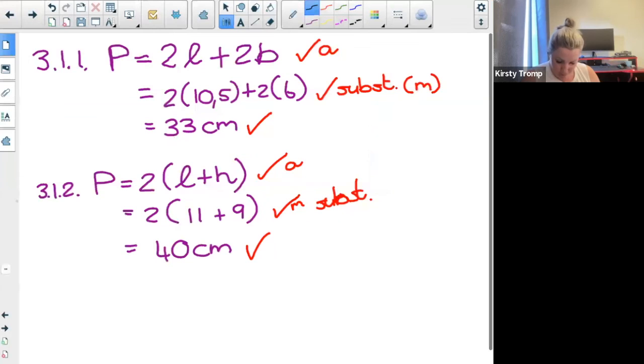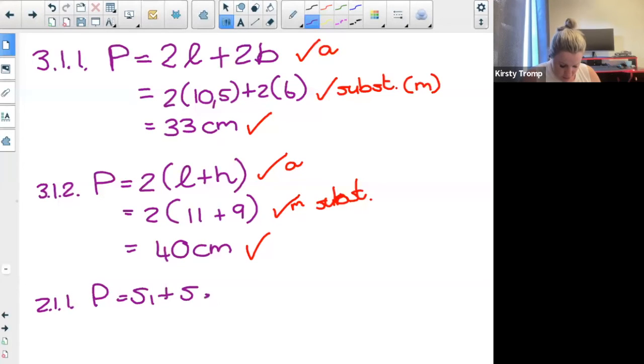For 2.1.1. Perimeter equals side 1 plus side 2 plus side 3.